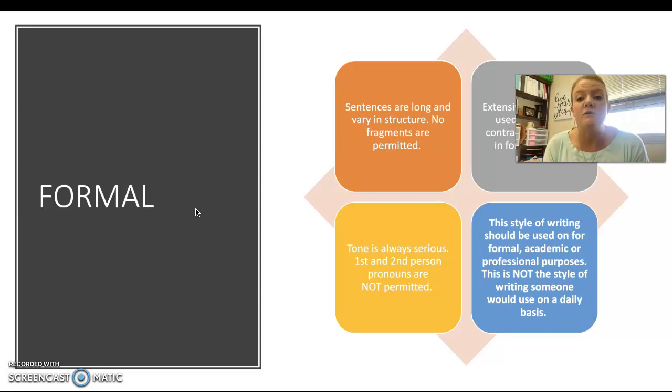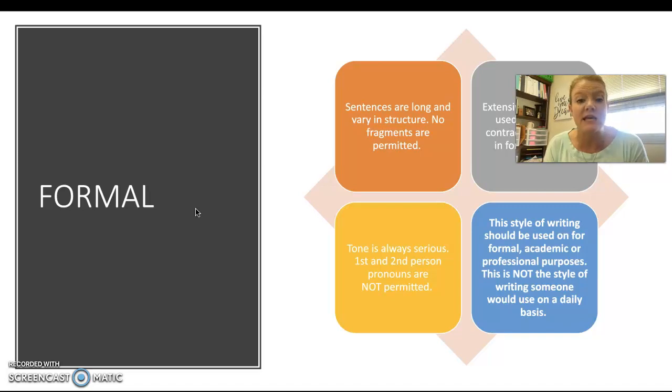Your vocabulary in formal writing should be as extensive as you can make it. No slang terms, no contractions should be available, or written, I should say, in formal writing. Your tone is also very serious in formal writing. You should never use first or second person pronouns. You should never use I, me, my, mine.